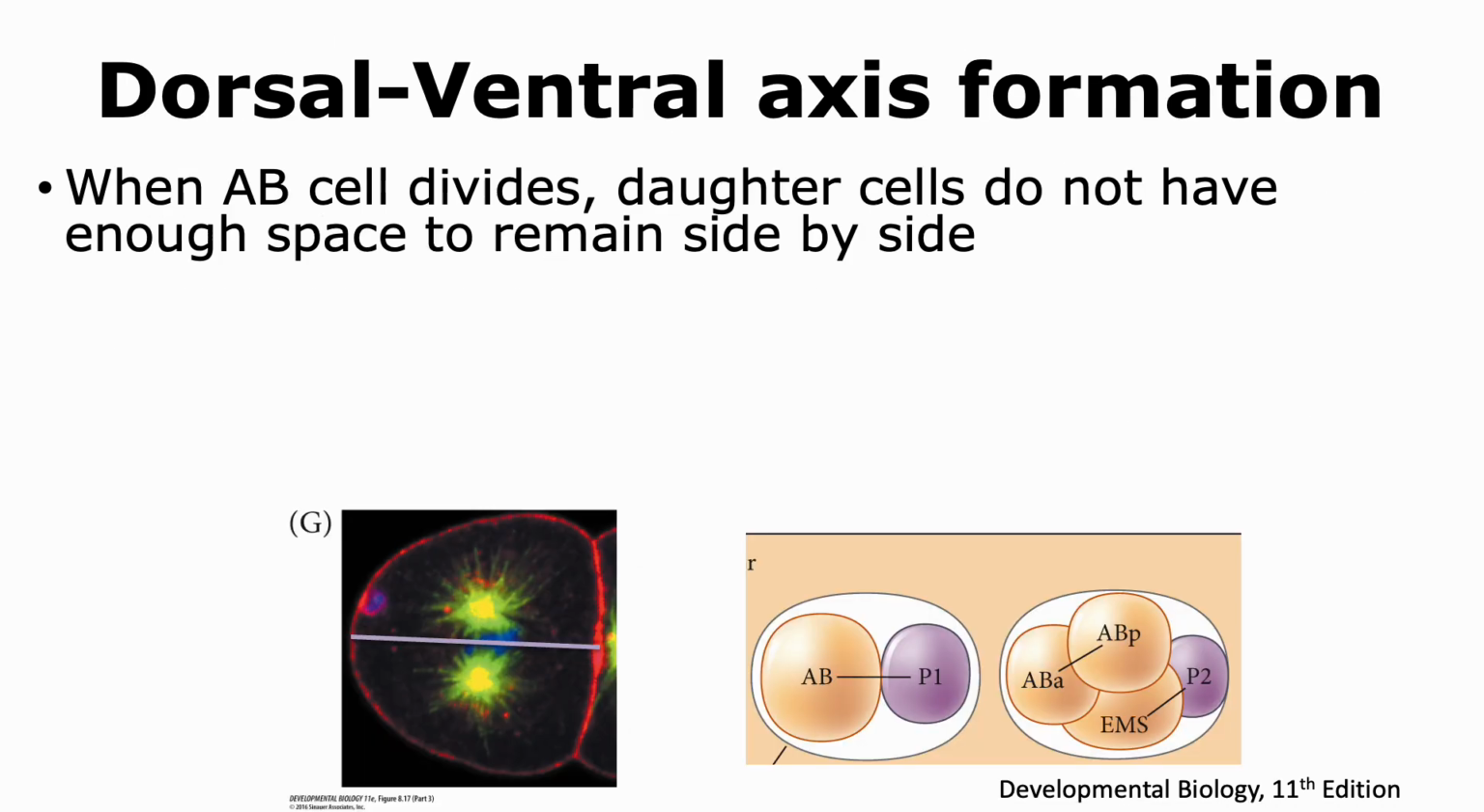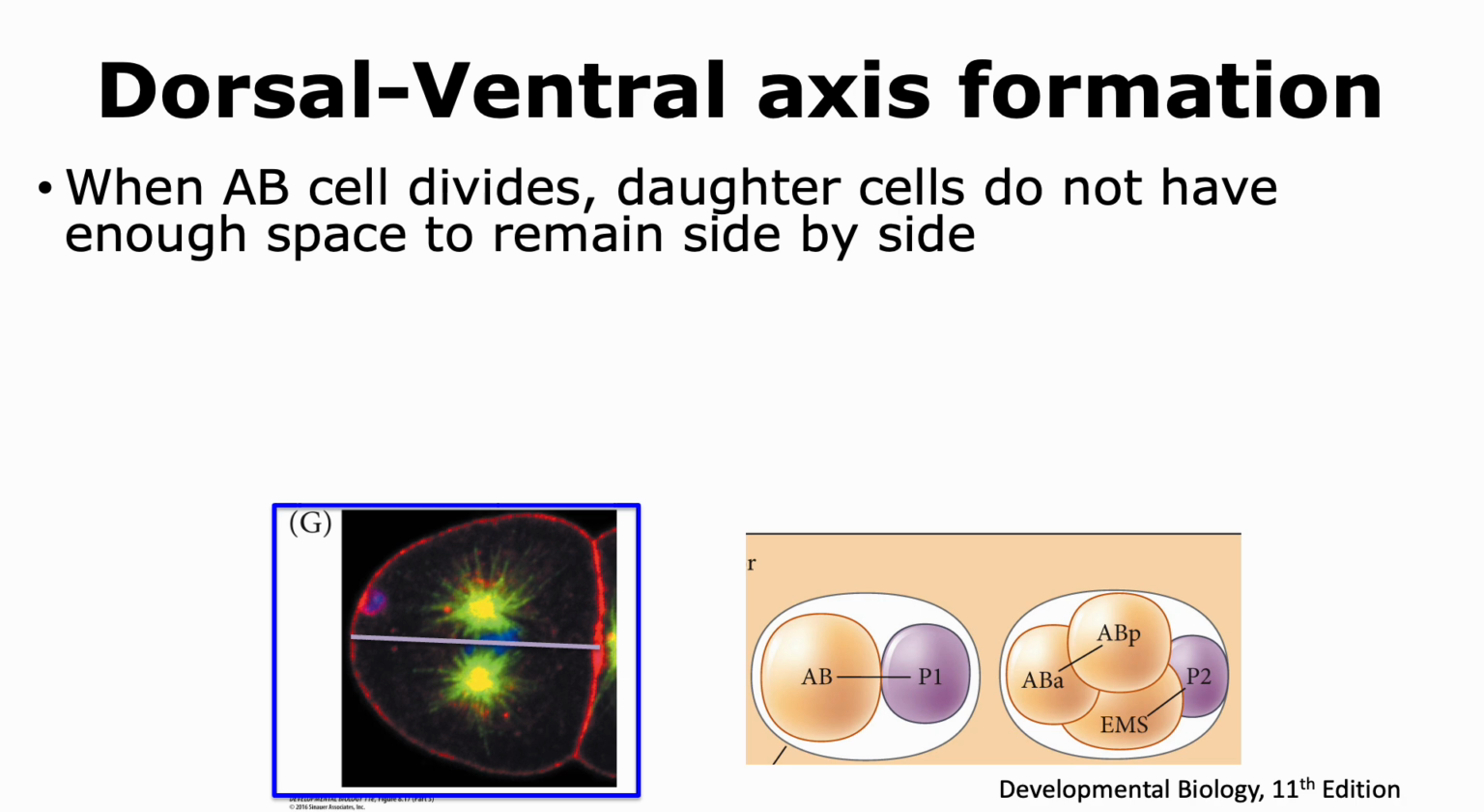Now let's look at how the dorsal-ventral axis is formed in C. elegans. When the AB cell undergoes cell division, the daughter cells do not have enough space to remain side by side. So when we look at the figure in the blue box, this is where the AB cell is undergoing cell division. And technically the daughter cells will basically be one on top of another.